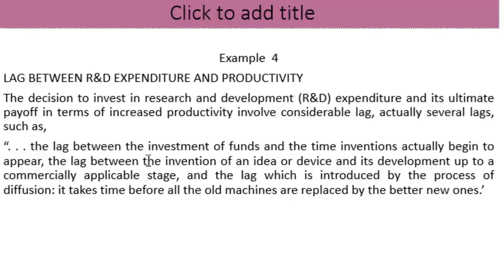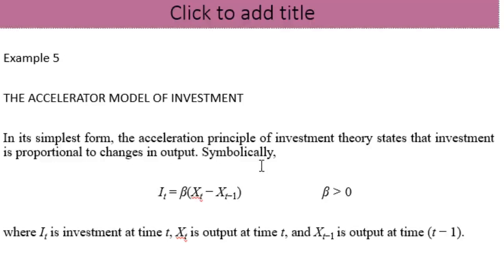This is another example. Then another example is the accelerator model of investment. In its simplest form, the acceleration principle of investment theory states that investment is proportional to change in output, that is, I_t equals beta times (X_t minus X_t minus 1), where I_t is investment at time t, X_t is output at time t, and X_t minus 1 is output at time t minus 1. That is, investment is proportional to change in output, or it will take time to adjust the investment.